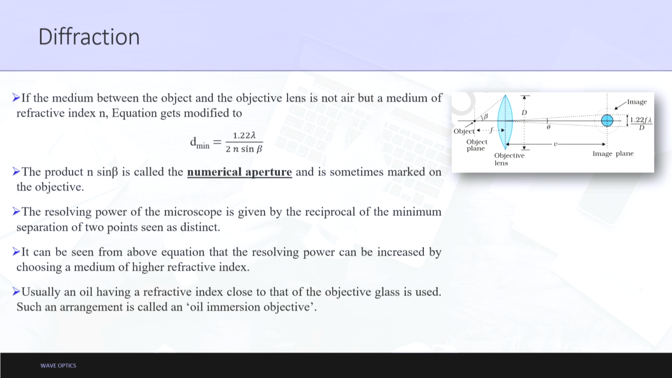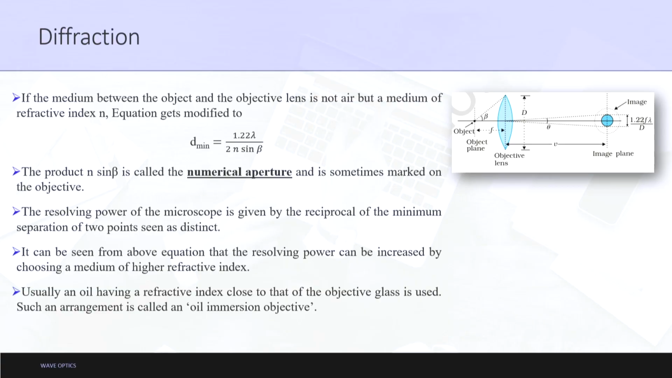In general, air is the medium surrounding the convex lens, but sometimes air is not the medium. Then for finding the d minimum value for which the images are resolved, we get 1.22 lambda upon 2n sin beta. What is n here? n is the refractive index of the medium. Therefore, n sin beta is equal to the numerical aperture. Please remember this formula and this definition, that it is equal to n sin beta.